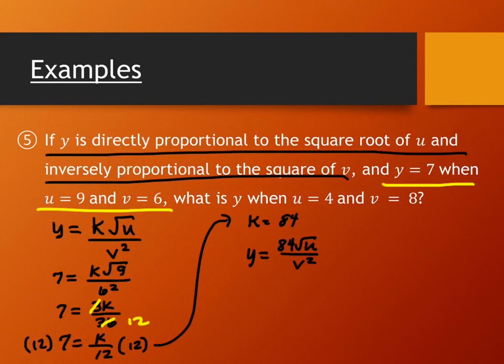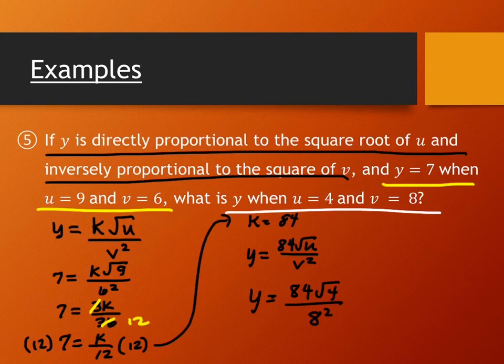All right, and then our last step wants us to find out what is y when u equals 4 and v equals 8. So what is y when u equals 4, so that's square root of 4, and v equals 8? That's 8 squared. All right. Well, square root of 4 is 2, so I have 84 times 2. That's 168. And then, of course, 8 squared is 64.